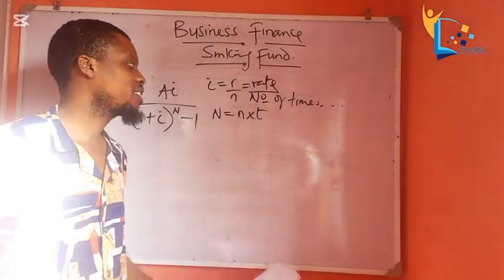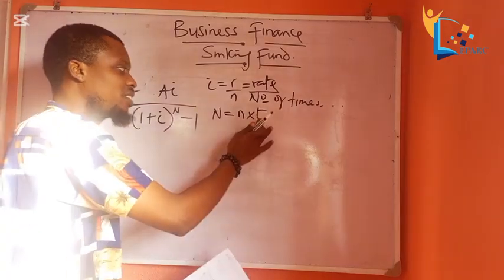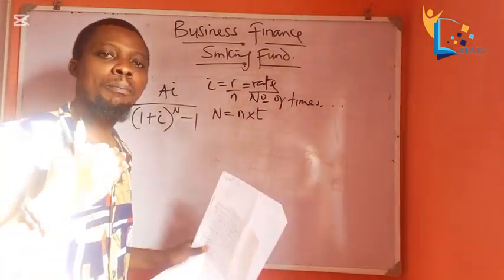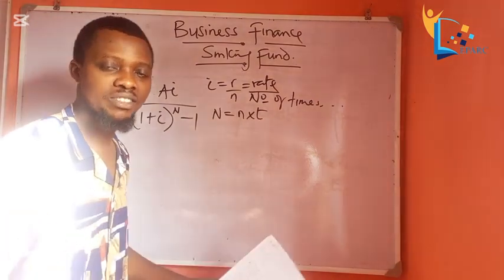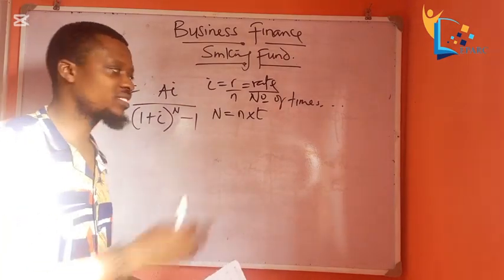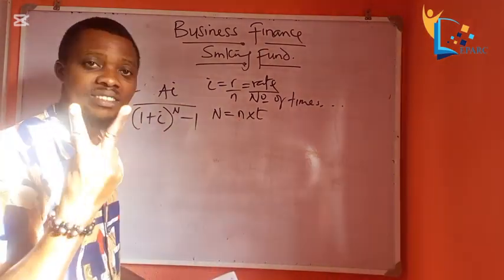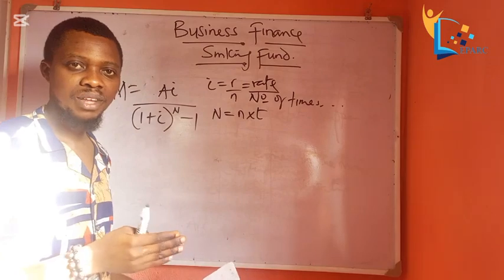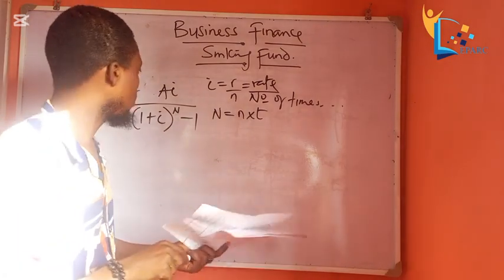If I say 5 years, the T here stands for that 5 years. If I say biannually for 5 years, biannually here is the n, which is twice in a year. Then that 5 years here is the T. I hope we're clear on that. Okay, all right.